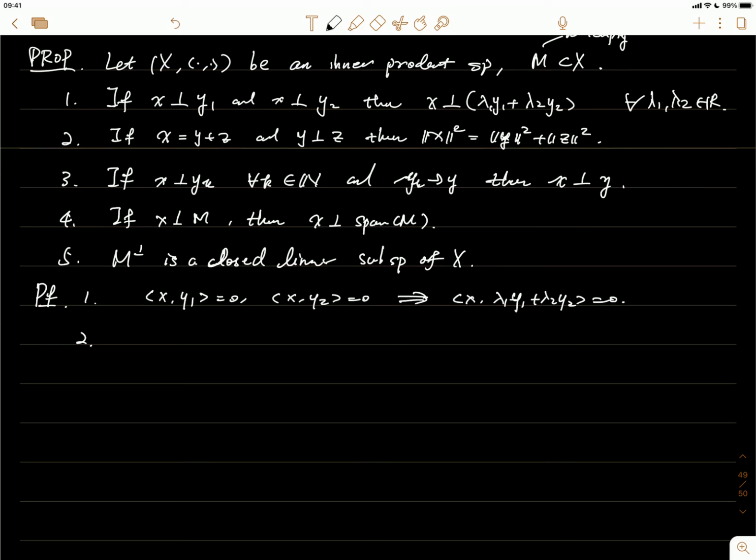The second is, let's say we have x equals y plus z, so the squared norm of y plus z, and we can expand this. It would be y squared plus 2 yz, that is yz plus zy, plus z squared. But because y and z are perpendicular, these two terms will be just 0. That's why you only have y squared plus z squared.